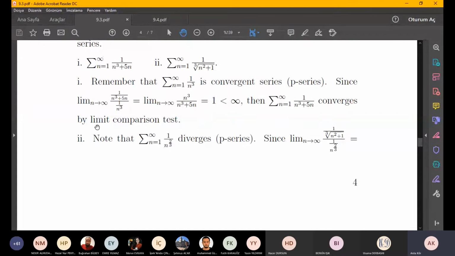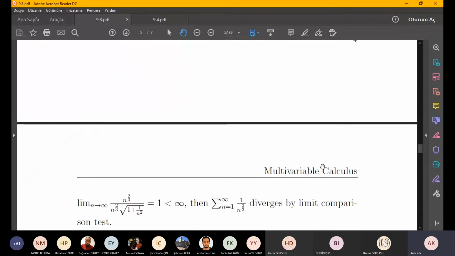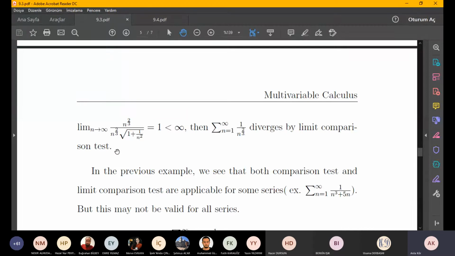So for the second example, you can see the one that we will pick is 1 over n to the power 2 over 3. Okay, so this is the one that we will pick as Bn. And when we take the limit, again, it is obvious that it will be 1 at infinity, which is a finite number. It also satisfies the first case of the theorem of limit comparison test.